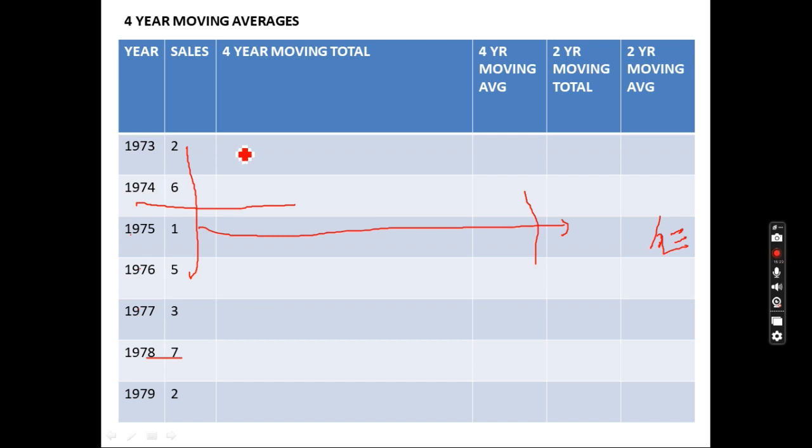Okay, so this is the way we have to do it. So after getting these values, what we have to do is plot these values in the graph. So it is very important.